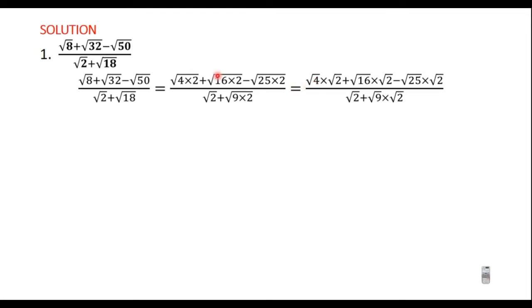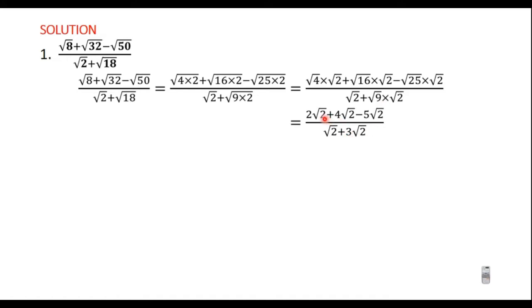So this will give us square root of 4 times square root of 2 plus square root of 16 times square root of 2 minus square root of 25 times square root of 2, divided by square root of 2 plus square root of 9 times square root of 2. If you watch previous videos on reduction of surds to their basic form, you understand how we got these numbers. So square root of 4 times square root of 2 will give us 2 root 2. Then square root of 16 times square root of 2 will give us 4 root 2, minus square root of 25 times square root of 2 will give us 5 root 2, divided by, we already have square root of 2 here, then plus square root of 9 times square root of 2 will give us 3 root 2.